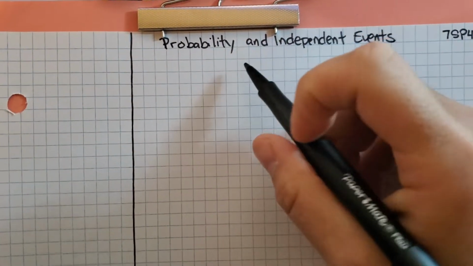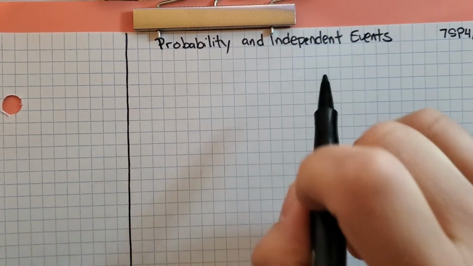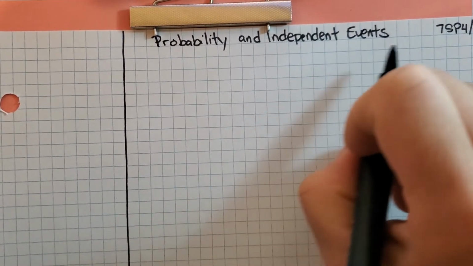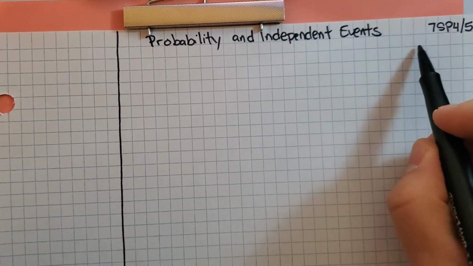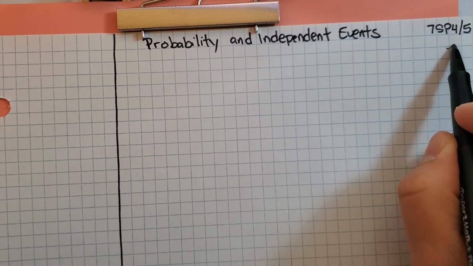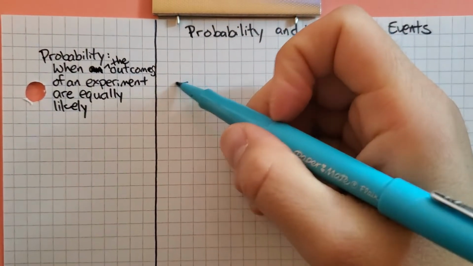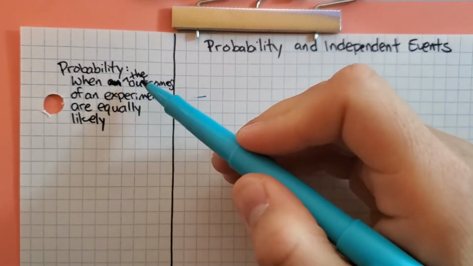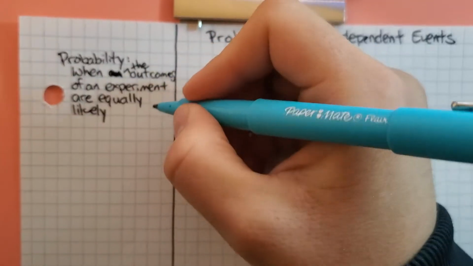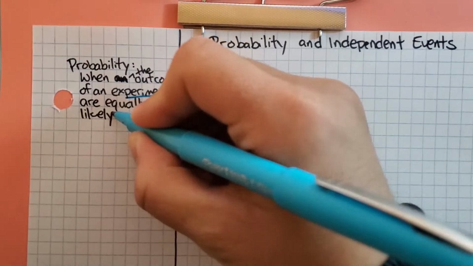All right, another video about probability and independent events. This is statistics and probability, outcome 4 and 5. So probability means when the outcomes of an experiment are equally likely.